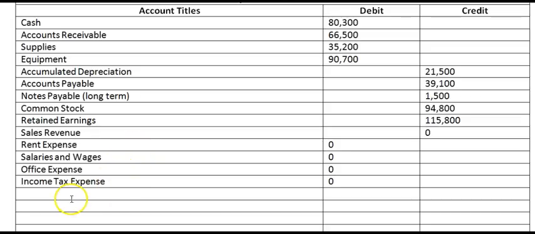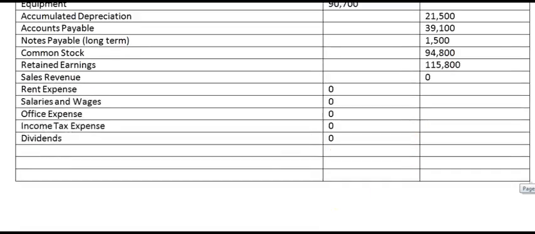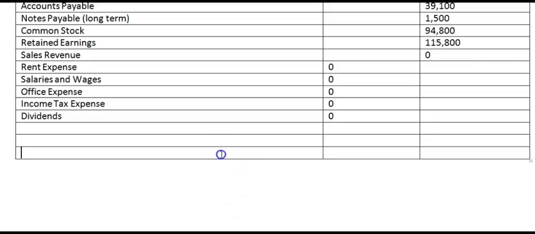Oh, and I did forget the dividends account as well. It should be up after retained earnings. Okay. Now if we total down, let's make sure I've got 4 expense accounts. 1, 2, 3, 4, and then the dividends. And we've got our sales revenue account at 0. Now we should total down, and the accounts with debit balances should equal the accounts with credit balances.